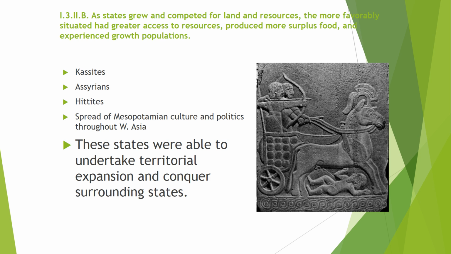1.3.2.b looks at growth and competition of states for land and resources. The more favorably situated had greater access to things like resources, and therefore they can produce more food surplus, which means they can grow their populations. So in the course of the Mesopotamian world, you've got several basic bodies of people that are going to be occurring over time in this first period.